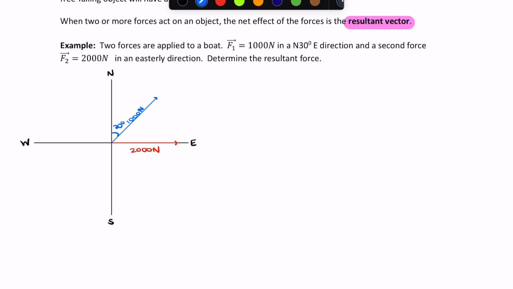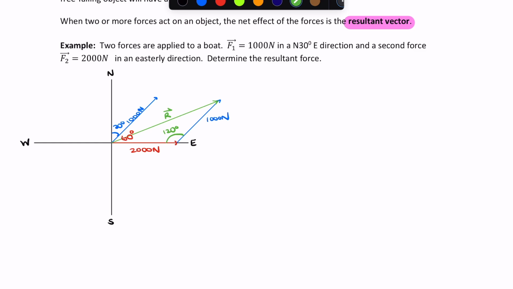Here, we can move that 1,000 newtons or redraw it here, and we'll see that our resultant vector will be here as well. So here's our resultant vector, which is R. Here we see that if this is 30 degrees, then this entire angle would be equal to 60 degrees, and therefore this angle here, take 180 minus 60, will give us 120 degrees.